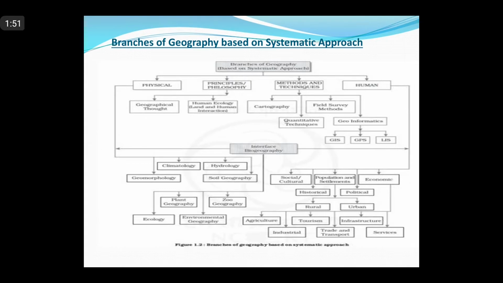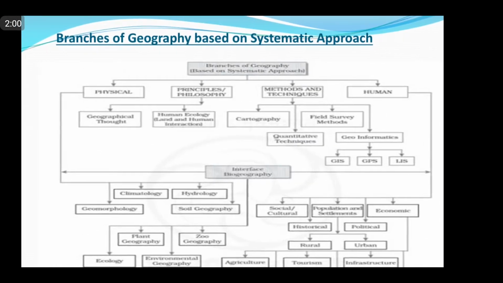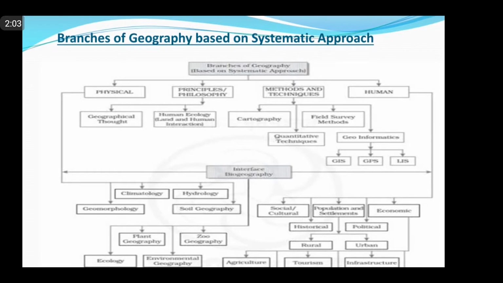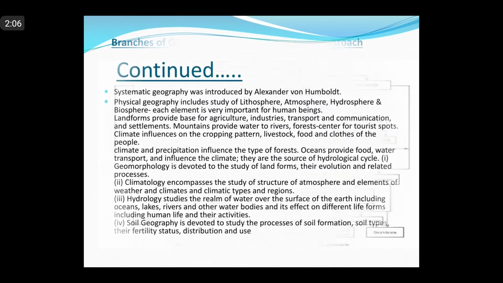Now let us discuss the branches of geography based on the systematic approach. Okay, this is the mind map. If you zoom, you can see all the different subjects here, and the branches are based on the systematic approach. Now, systematic geography was introduced by Alexander von Humboldt, as I told you. The first branch of this is your physical geography. That includes the study of lithosphere, atmosphere, hydrosphere, and biosphere, and each element is very important for human beings.